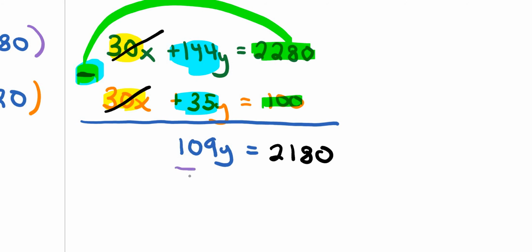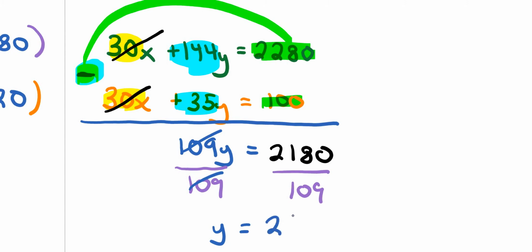And then from there, I would just divide this by 109, divide that by 109. And feel free to use a calculator here. 2,180 divided by 109 is going to be 20. All right, so that's looking pretty good. We did all that work to find y. Now we need to go back and find x.